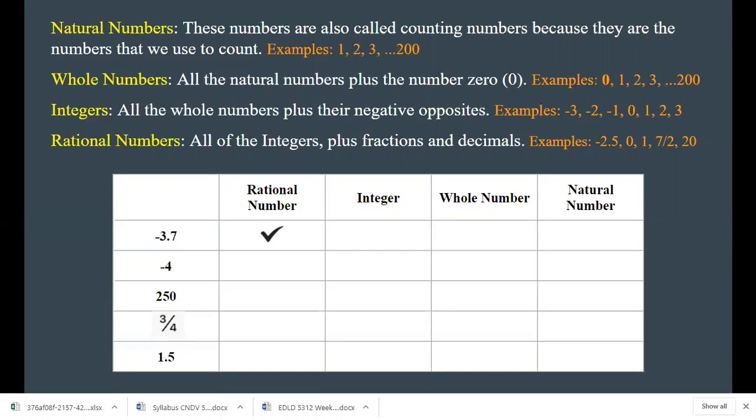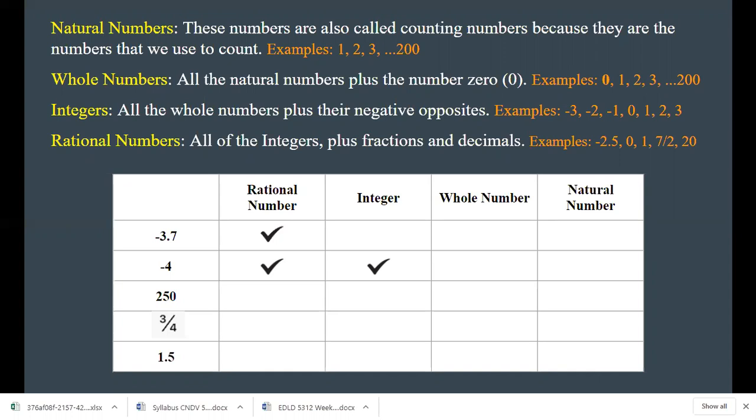Now let's look at negative 4. Well, is negative 4 a natural number? No. Is it a whole number? No, because natural or whole numbers cannot be negative. Is it an integer? Well, if I look at integer, the definition of an integer says all the whole numbers plus their negative opposites. So negative 4, because the opposite of negative 4 is a positive 4, I would say negative 4 is indeed an integer. And since it is an integer, by default, it is automatically a rational number because if you look at the definition of rational numbers, it says rational numbers are all of the integers plus fractions and decimals.